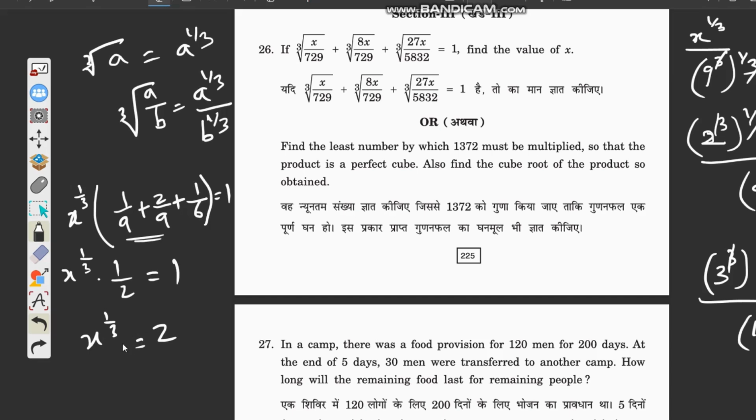So on both sides, if we do cubing, x power 1 by 3 whole cube equal to 2 cube. Cube cancel. So x equals 2 cube, which is 8. That is the answer.